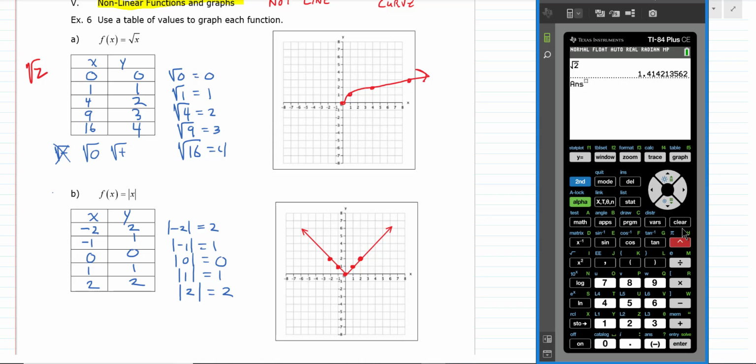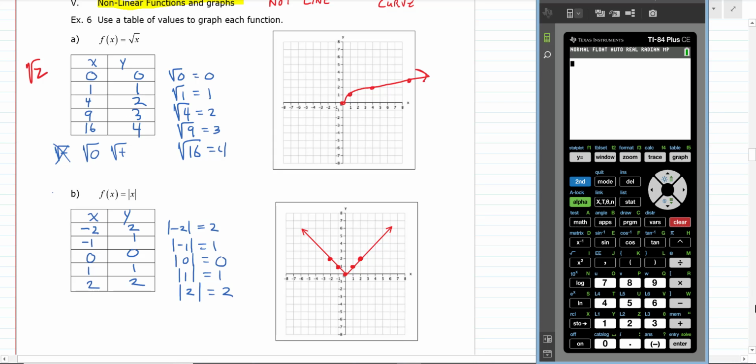Okay, all right, and I'm going to clear all this off of here. Okay, so square root of 0 is 0, square root of 1 is 1, square root of 4 is 2, and so forth. Now plot the points. Here's 0, 0, 1, 1, 4, 2, 9, 3. You don't have to worry about 16, 4. So you want to be able to do this by hand and with a graphing calculator.